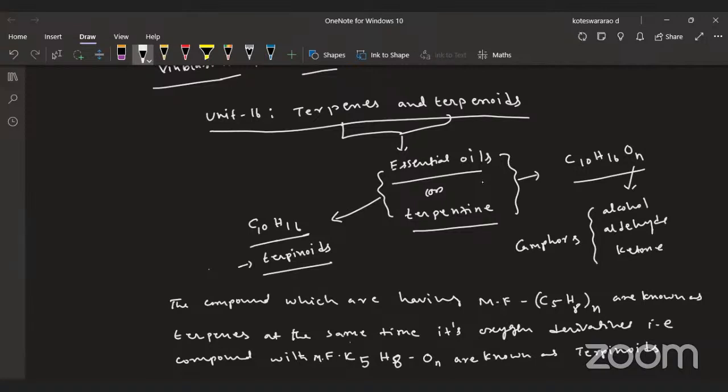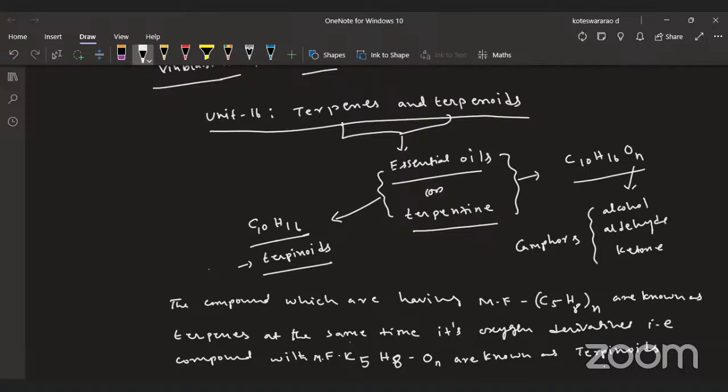But later, the number of compounds increased, and it became necessary to address these compounds on a taxonomical basis. For that reason, these were modified into two terms: terpenes and terpenoids. Those compounds having the molecular formula C5H8 are known as terpenes, and those oxygen derivatives, C5H8 with O, N, are known as terpenoids.